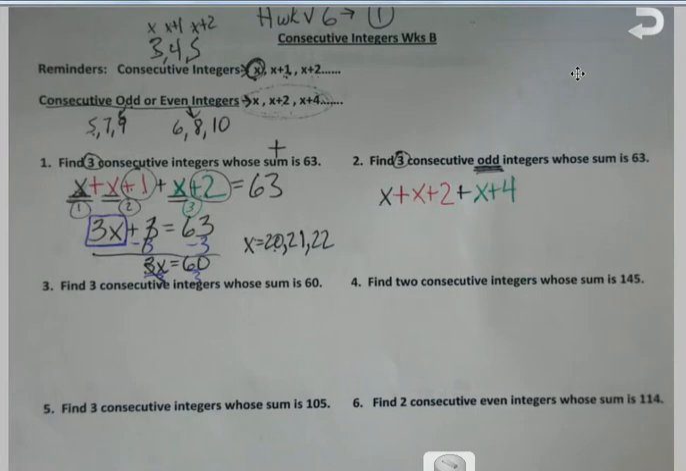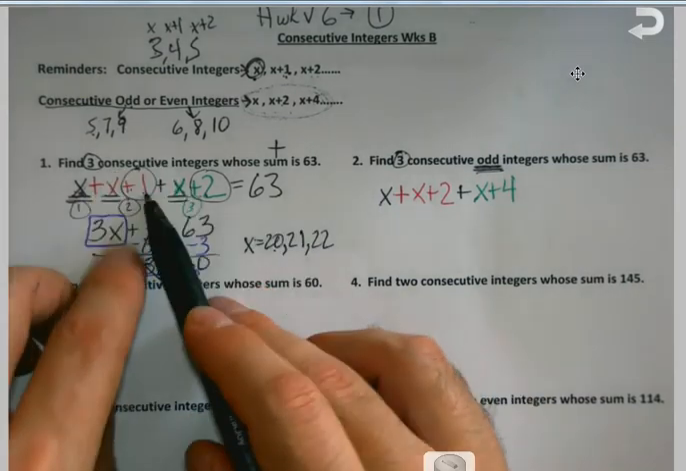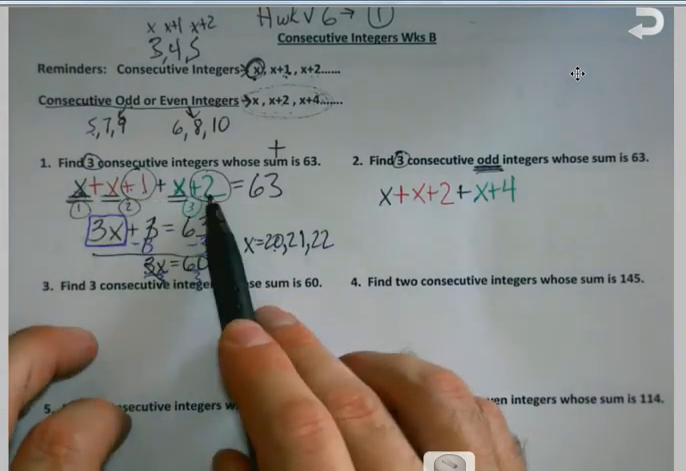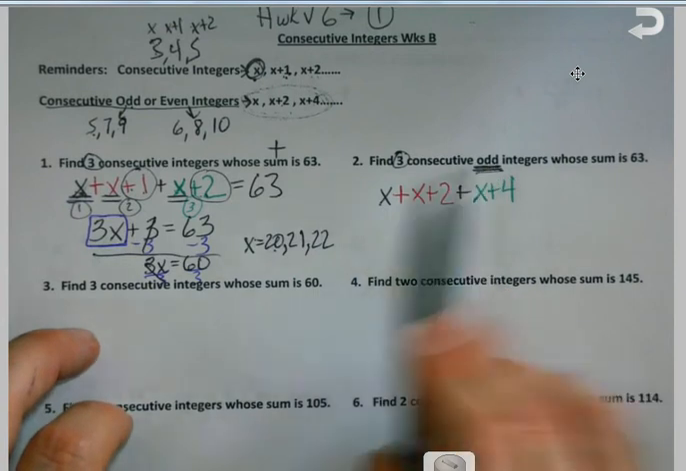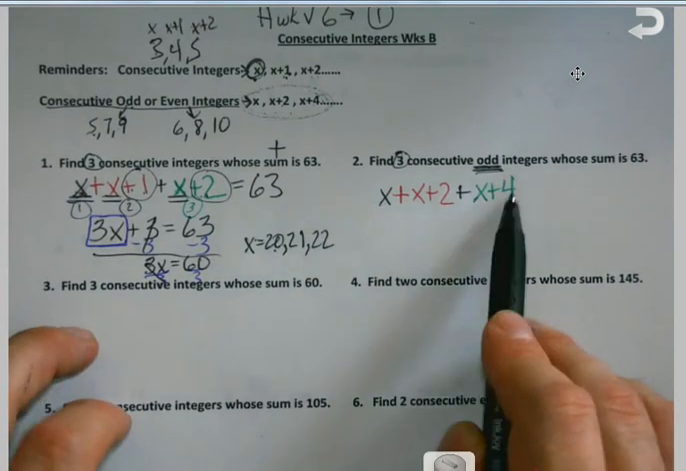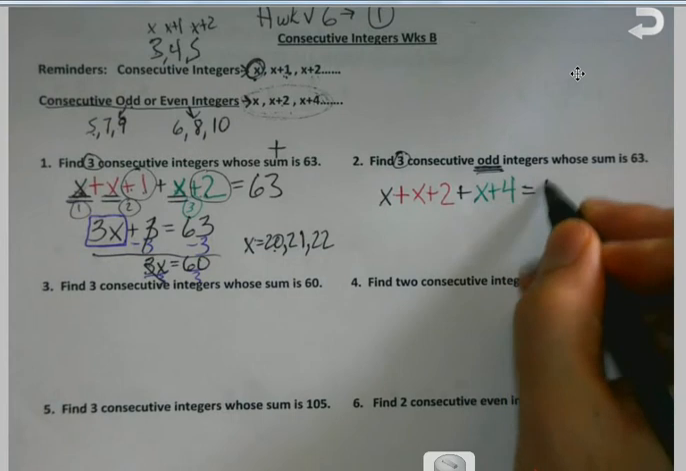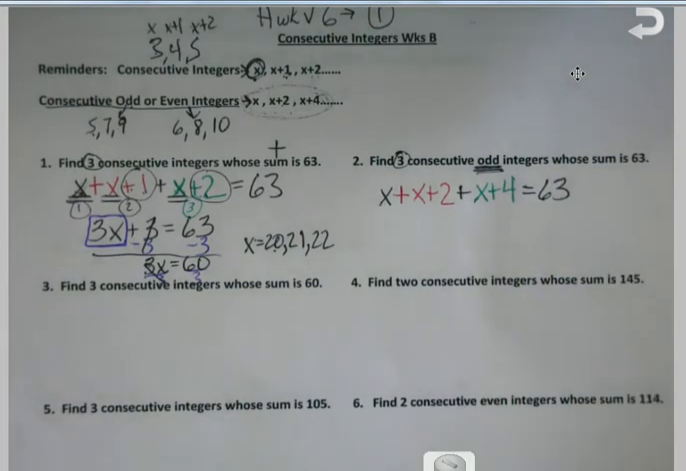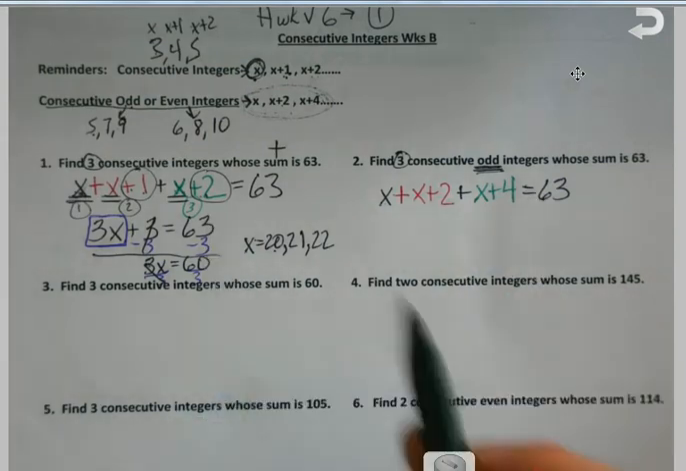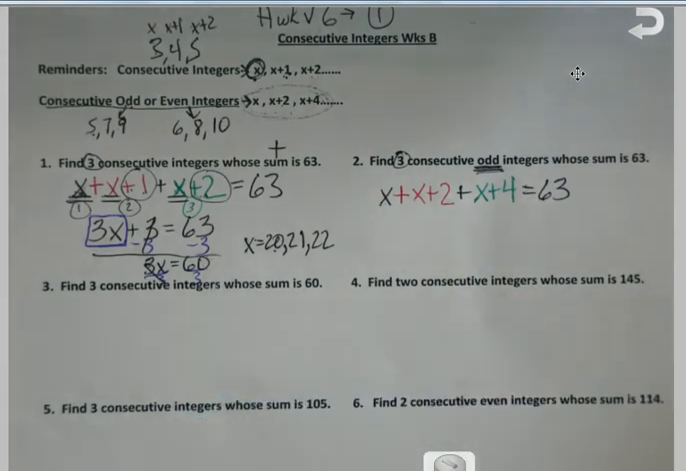You always start with x, no matter what. And the only difference is, if it just says consecutive, I just keep going up by 1. If it says odd or even, I just keep going up by 2 each time. And then we're always going to set them equal to whatever they say the sum is. So the only difference between 1 and 2 is now it's plus 2 and plus 4 instead of those. Everything else is the same, and that's true.